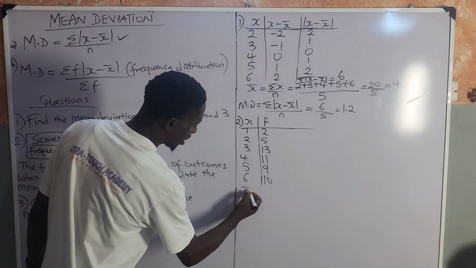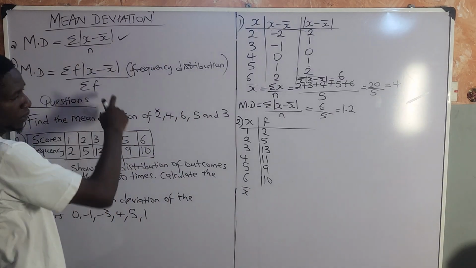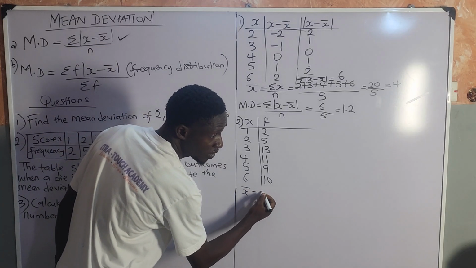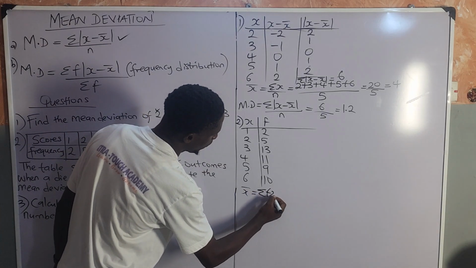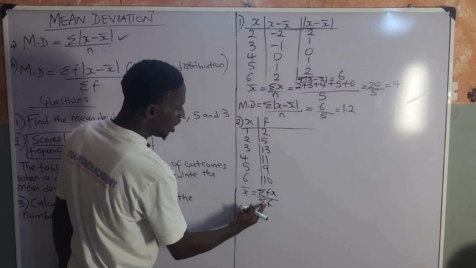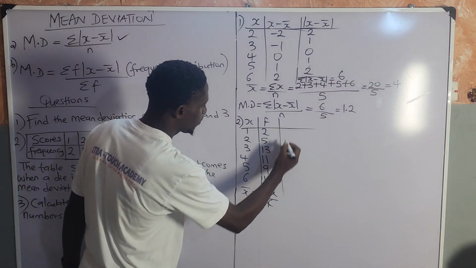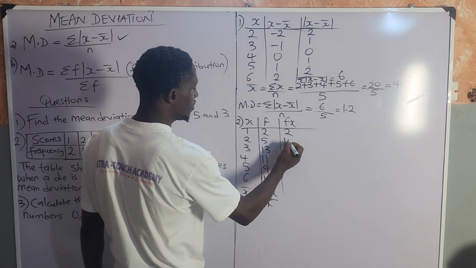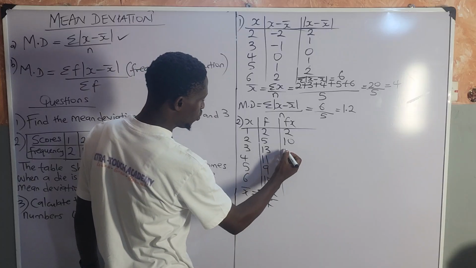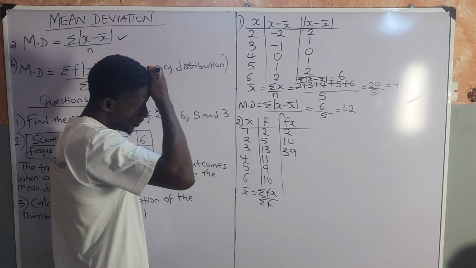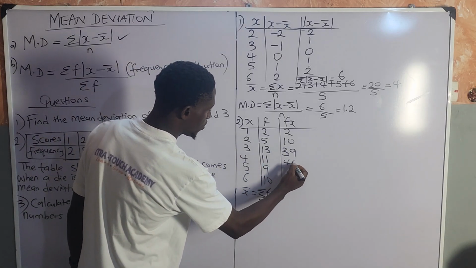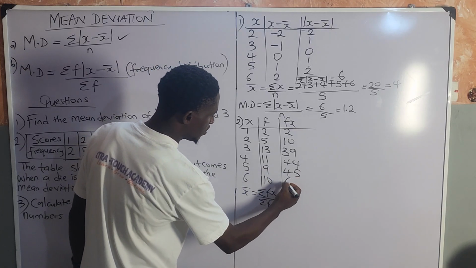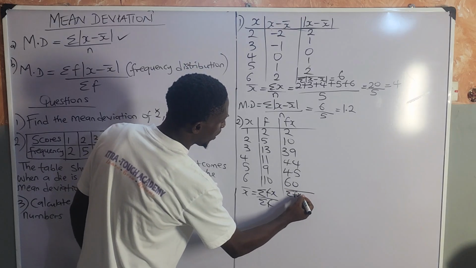So we need to get the mean, that is the x bar. The formula for the mean for frequency distribution, as in one of the videos we did, is the summation of fx over the summation of f. So let's make a table for fx. 1 times 2 is 2, 2 times 5 is 10, 3 times 13 should give us 39, 4 times 11 is 44, 5 times 9 is 45, 6 times 10 is 60. So let's get the summation of fx.